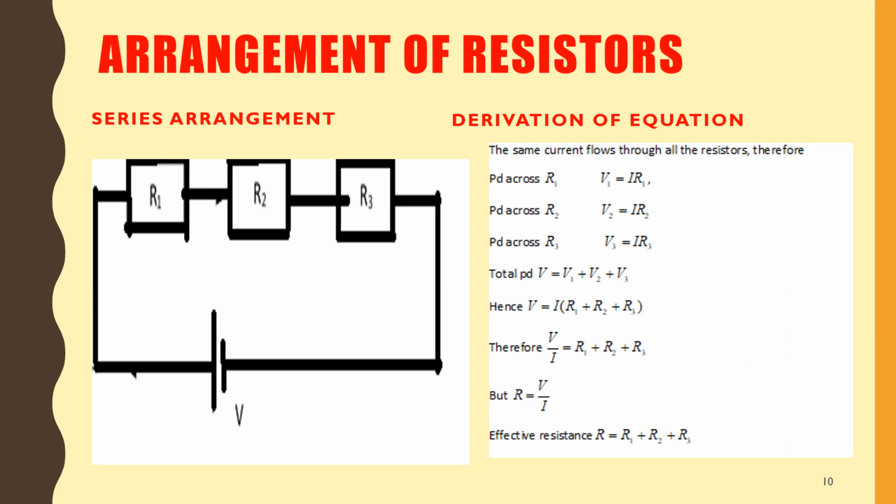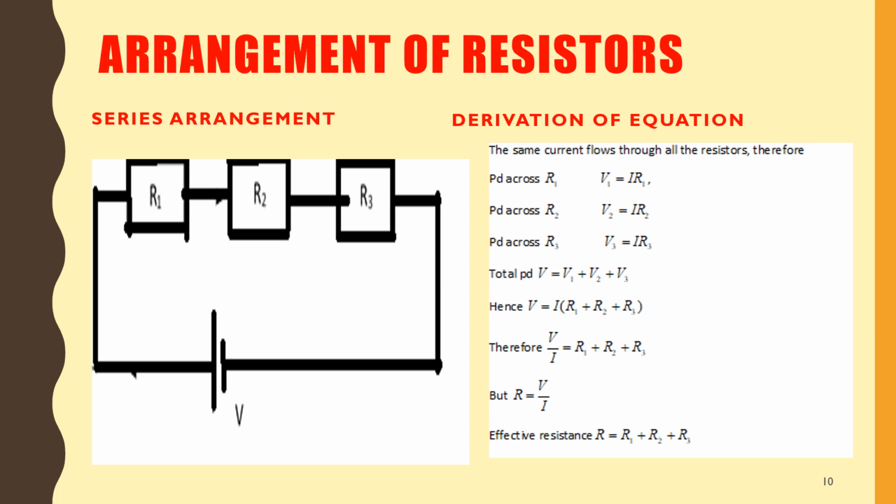Since current is flowing through all, we can find the potential difference across each one. The first one, V1, is equal to I times R1, V2 is equal to I times R2, and V3 is equal to I times R3. When you add the potential differences across each of them, you get the potential difference of the battery, or the EMF of that battery. So V is equal to V1 plus V2 plus V3. That gives you V equal to I times (R1 plus R2 plus R3).